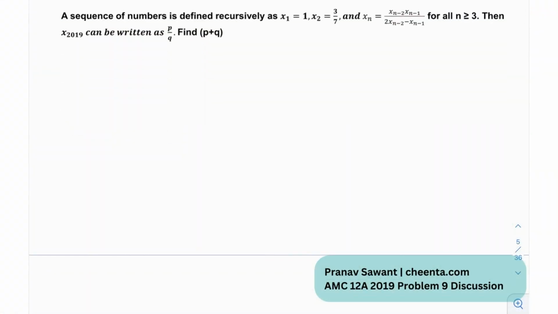So this is what they have given to us. A sequence of numbers is defined recursively as x1 is 1, x2 is 3 by 7, and they give us a formula for xn for n greater than or equal to 3. And they've asked us to find the value of x2019.